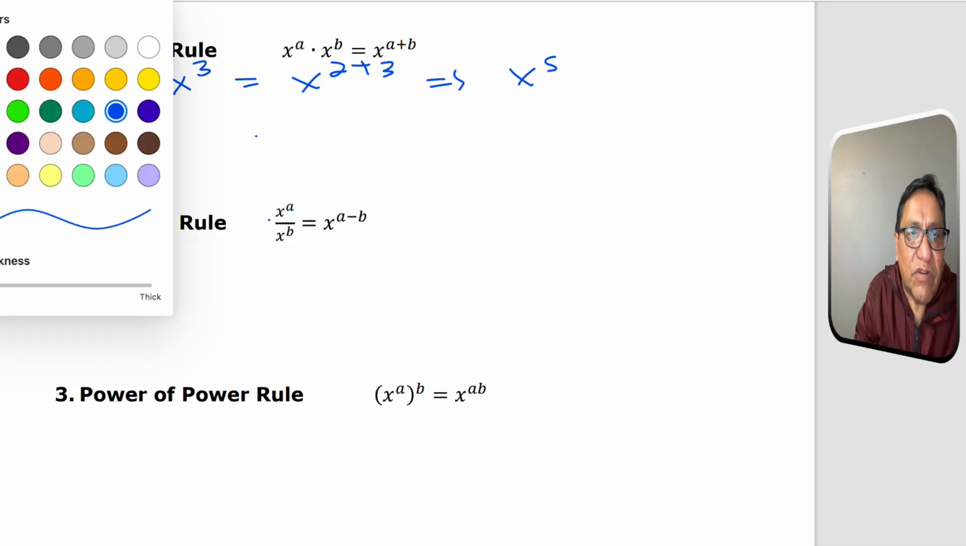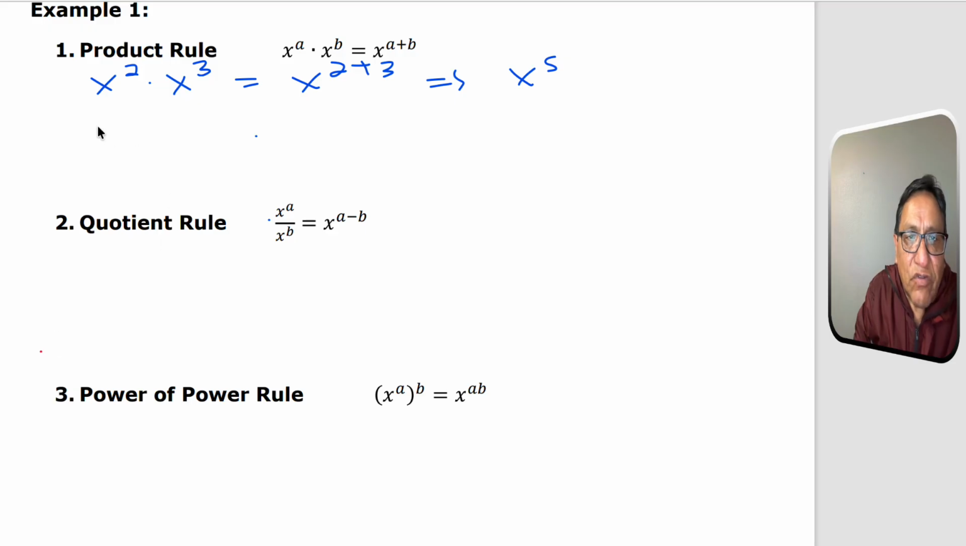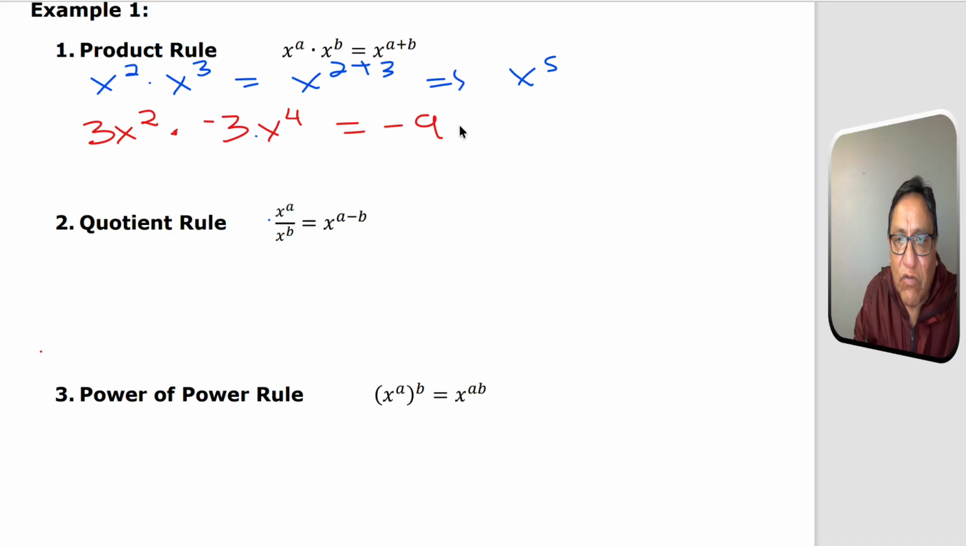Okay, sometimes you will have other situations, where you will have something like 3x to the second power times negative 3 times x to the power 4, for example. In this case, you multiply the coefficients. 3 times negative 3 is negative 9. And you have x squared times x to the power 4, so you add the exponents. So this will be 6. So this will be the solution.